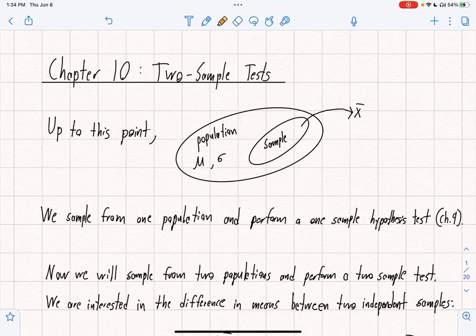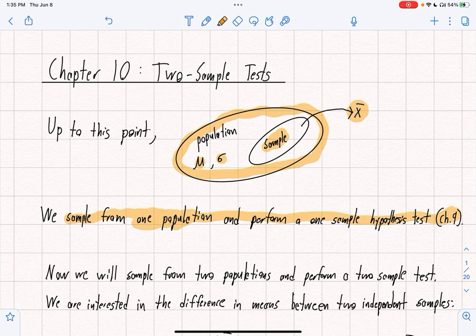All right, we're starting on chapter 10, which is on two sample hypothesis tests. So let's think about what we've done up to this point. By that I mostly mean chapter 9, which was one sample hypothesis testing. We had one population with a mean and standard deviation. We took a sample, and then we calculated our point estimate for the mean, which was x bar. And then we performed a hypothesis test. So with this one sample, from this one population, we perform a one sample hypothesis test. That is what we did in chapter 9.